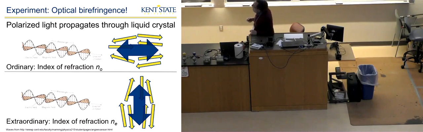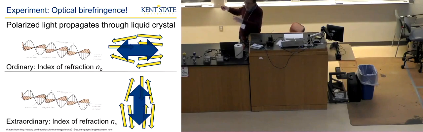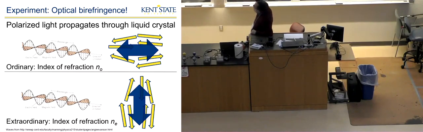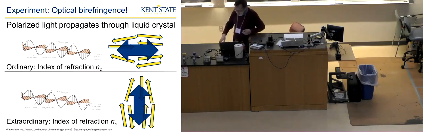So for this anisotropic fluid, the liquid crystal, there's not a single index of refraction. There are different indices of refraction depending on how the polarization is oriented with respect to the nematic director. This one is called the ordinary index, n_o, and this one is called the extraordinary index, n_e. That has important consequences for how light passes through a liquid crystal.